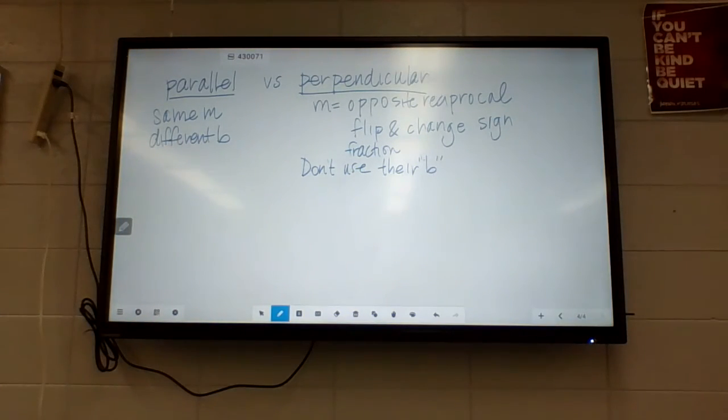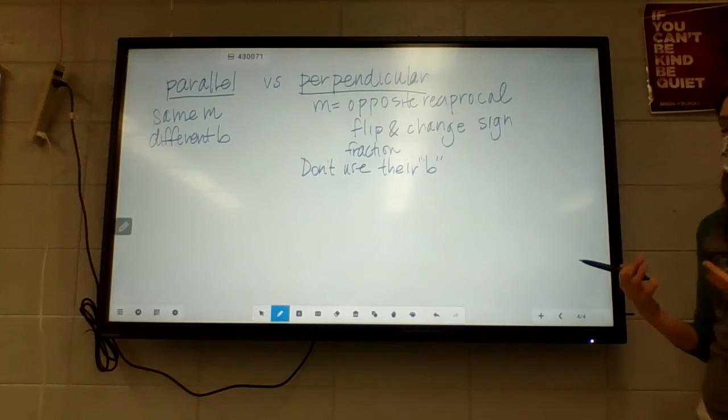Do we want an example of either of those? Okay. And again, there are a couple on the review with these parallel and perpendicular, but I definitely would write that down somewhere on my note card.